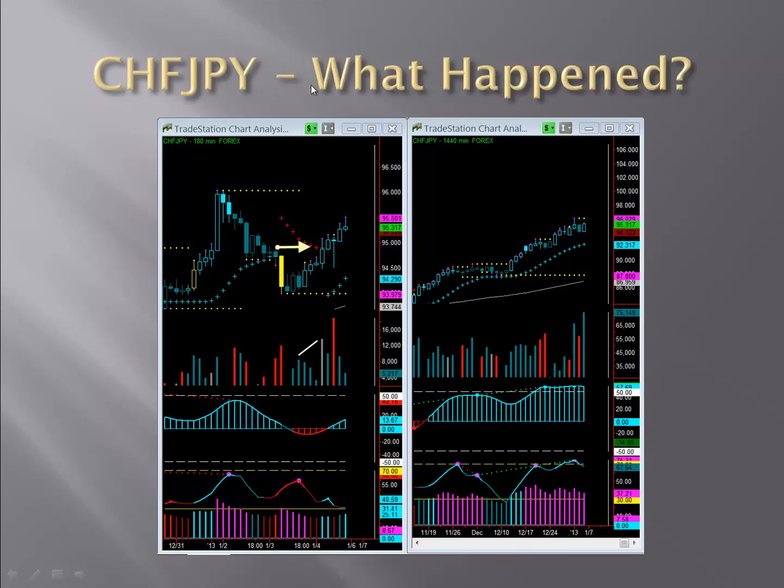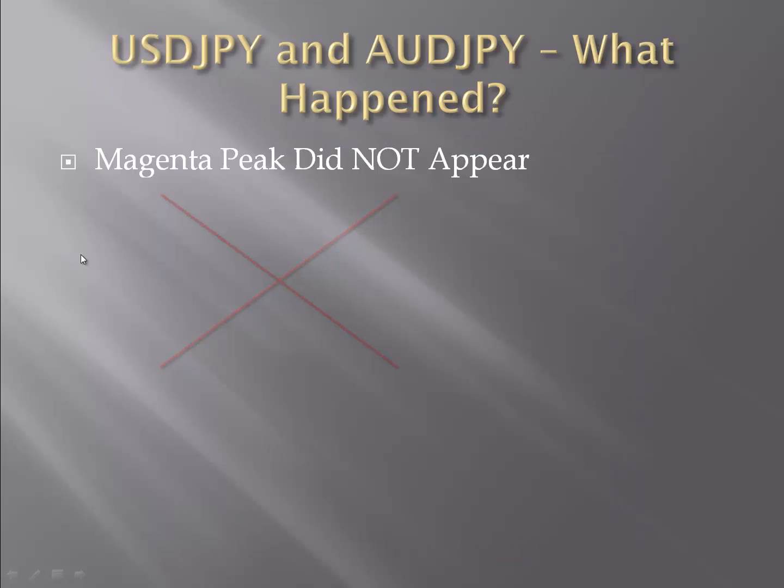Swiss franc yen, exactly the same scenario. You get the magenta dot, and this actually looks like a good magenta peak. You go down to the 180, flips the ATR, it's approaching the ATR again, and does so on increasing volume. Again, it's going to flip the ATR again. This is not an entry for us. On the USD yen and the Aussie yen, what happened? The magenta peak did not appear.